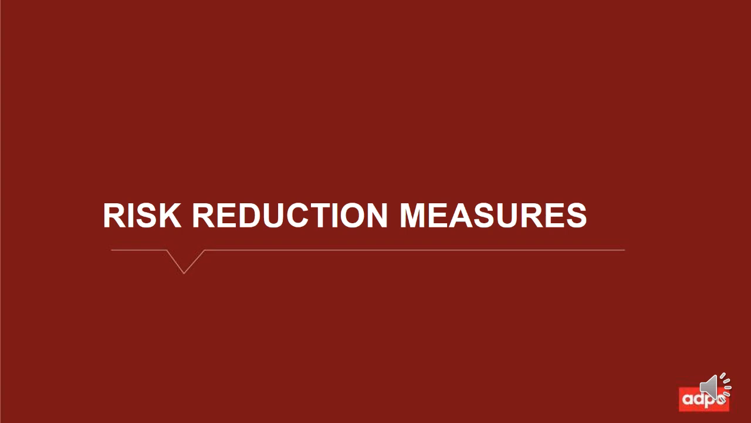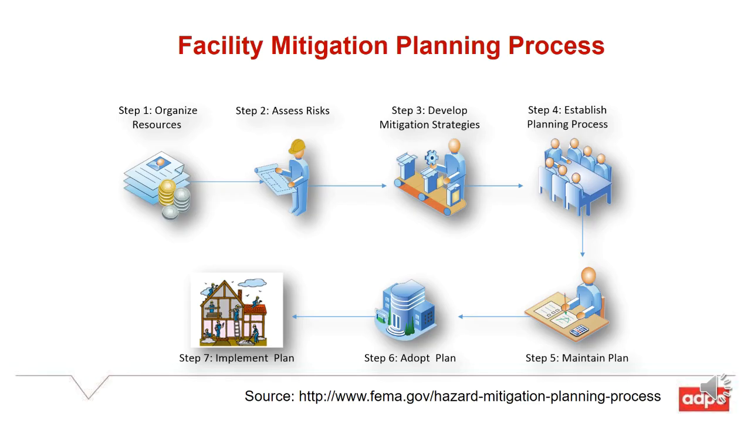Now, risk reduction measures. Once we have all these things, how can we go with the risk reduction? We can go from the top, from the macro risk assessment, to the very micro risk assessment in the facility mitigation planning process. The macro one can be resolved through planning and strategy, whereas facility mitigation planning requires a more detailed vulnerability and risk assessment.